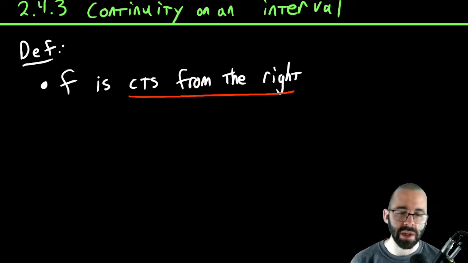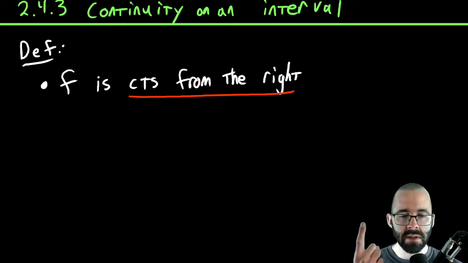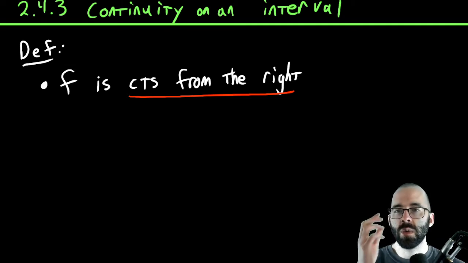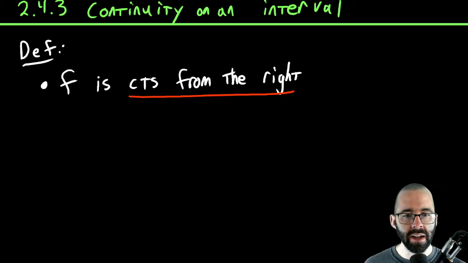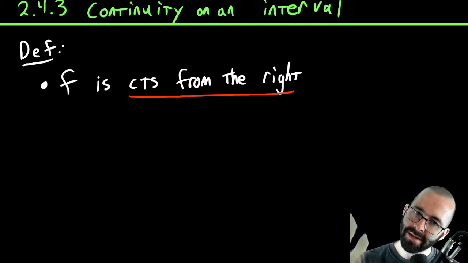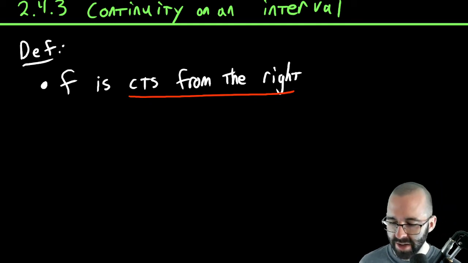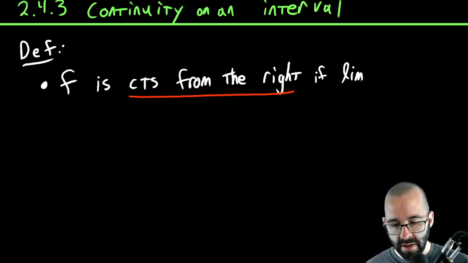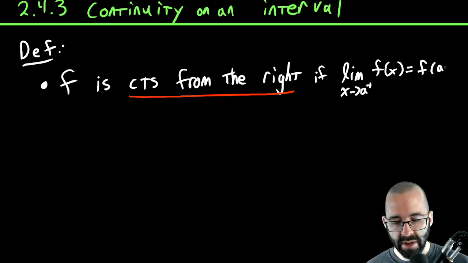Remember, a function's continuous if the limit exists, the function exists, and they're the same. So what does continuous from the right maybe imply? Well, maybe instead of looking at the two-sided limit, we look at the one-sided limit. And it turns out that's exactly what it is. So it's continuous from the right if the limit value from the right of that function equals the function value right there. And again, technically, continuous from the right at A.